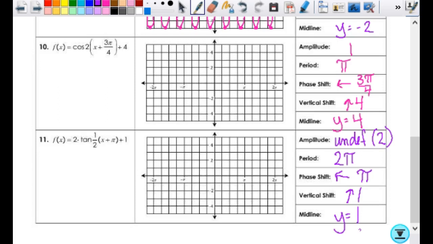All right, so get both of those graphed. I can come around and check them one at a time for you and help you if you're getting stuck. I want you to try and get those done on your own. Okay, so I'm going to talk you through graphing 10 and 11.